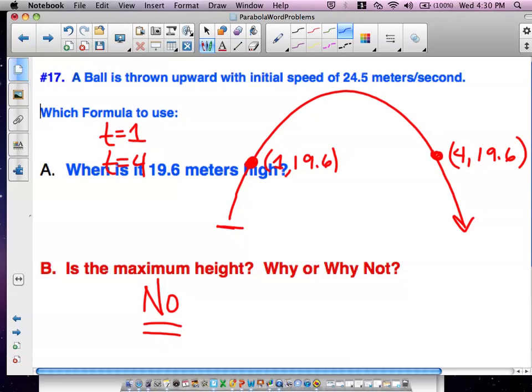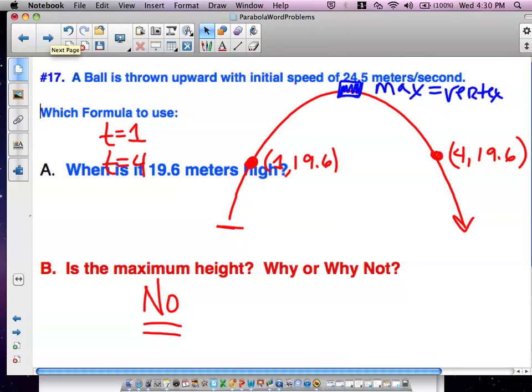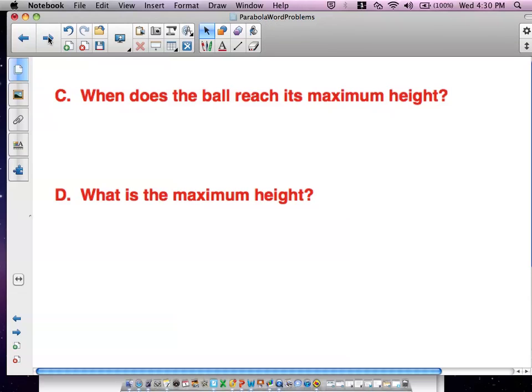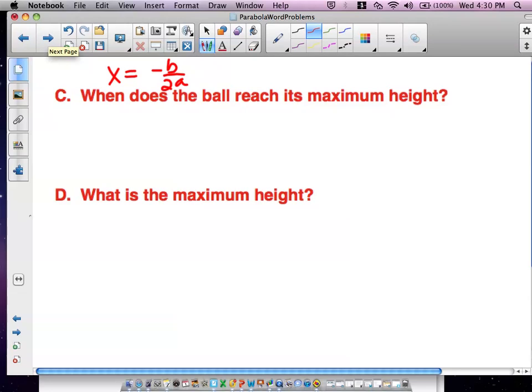The maximum height, up here at the top, the maximum height, will be associated with the vertex. So parts C and D of the question ask us to figure out when it reached its maximum height, and then to determine what that actual height was. So remember the x-coordinate for the vertex of the parabola, we use this little formula, negative b over 2a.